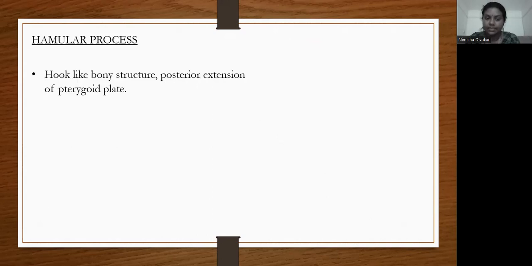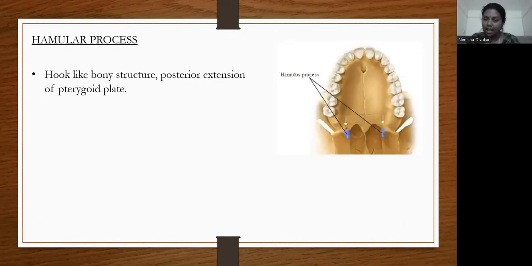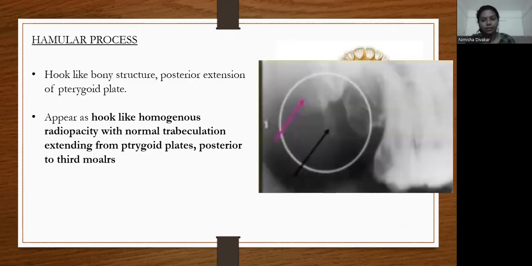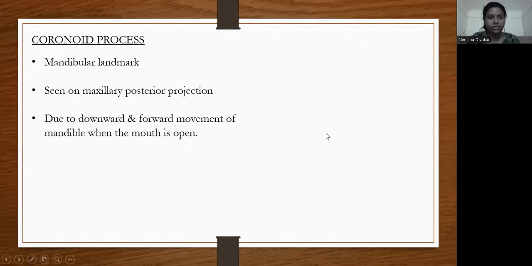Then hamular process. Hamular process is clinically a hook-like bony structure, which is the posterior extension of pterygoid plate. So this is the anatomical location of hamular process. It appears as a hook-like homogeneous radiopacity with normal trabeculation. So pterygoid plates have no trabeculation, but hamular process has normal trabeculation. In the radiograph, the pink arrow denotes pterygoid plate and the black arrow denotes the hamular process.